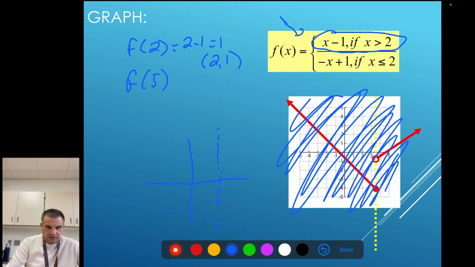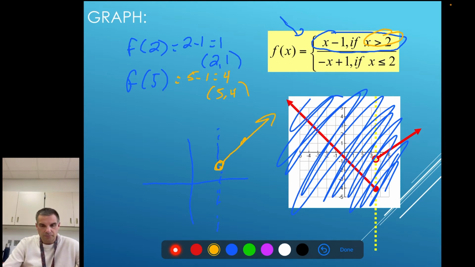I'll graph this first one in yellow. So I've got the point 2, 1. Now it can't equal it, so it's going to be an open circle. Now I'm going to put in a 5. Because it has to be greater than 2, I know I can put a 5 in there. So 5 minus 1 is equal to 4. Now I know I have the point 5, 4. So 5, 4 is another point on my line, and my line's going to go off in that direction. Okay, so that's the first function.